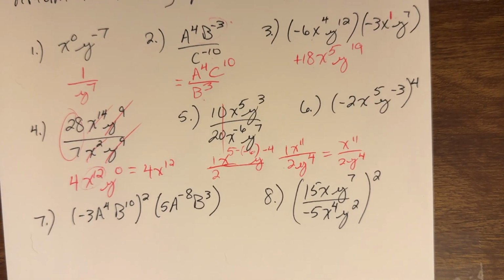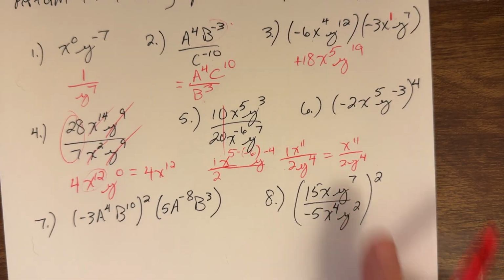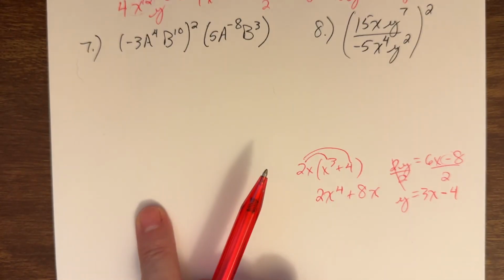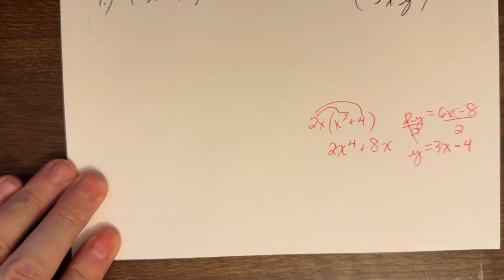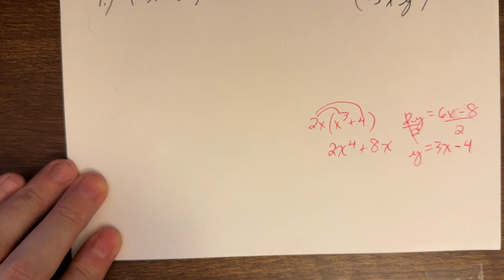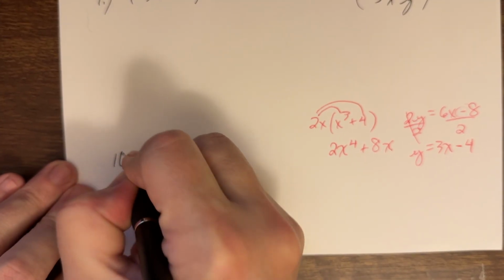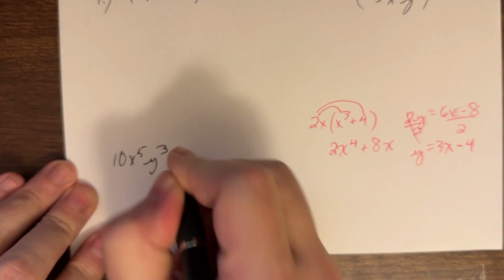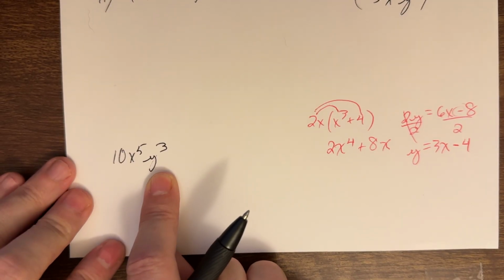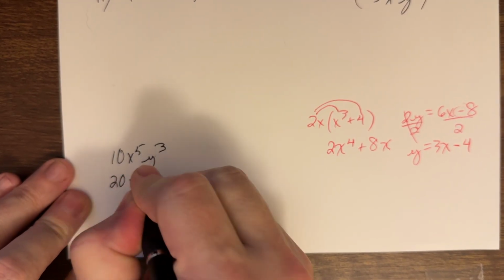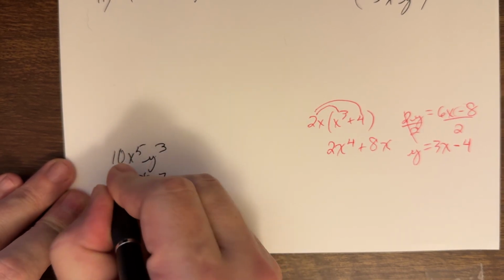All right, but let's go backwards. And I'm running a little short on space. Let me come down here for this. Let me rewrite the problem. We started off with 10x to the 5th y cubed over 20x to the negative 6 y to the 7.